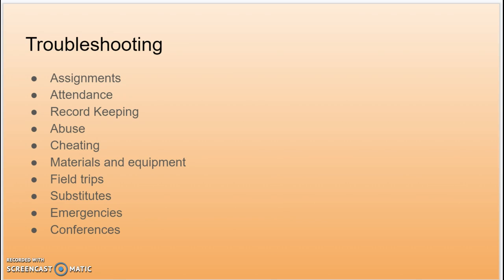And we want to make sure we're setting a clear definition for what cheating and plagiarism is, and that we're communicating to our students what the consequences are, and that cheating is a serious thing, and that we will not be tolerating that whatsoever. Number 6 is materials and equipment.